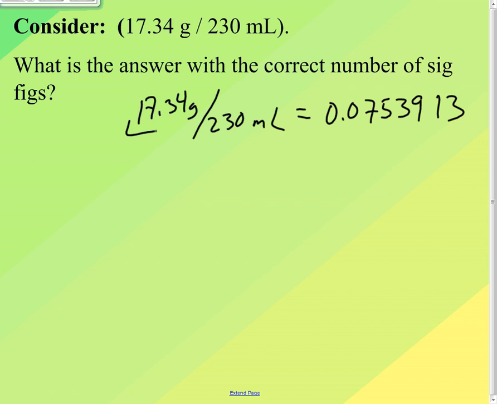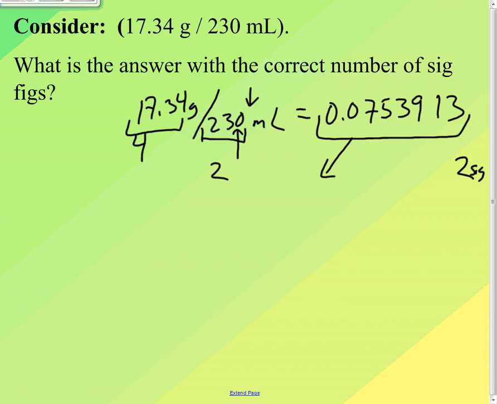How many sig figs do I have here? I have 4. How many sig figs do I have here? Well, notice no decimal. It means this 0 is not significant because it's to the right. I have 2 sig figs. So I have 4 sig figs divided by 2 sig figs. How many sig figs can I have in my answer? The answer is 2 sig figs. So how do I make this into 2 sig figs?